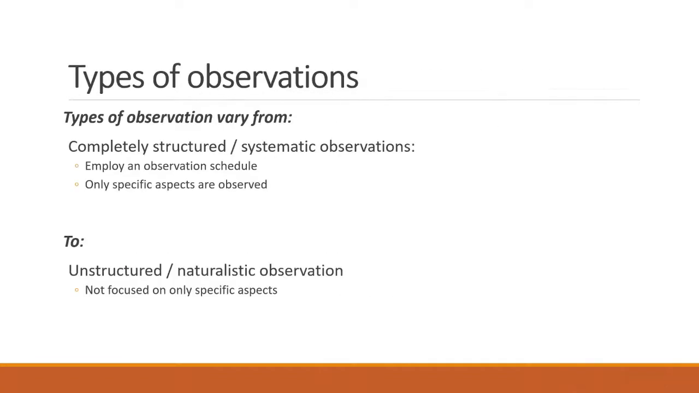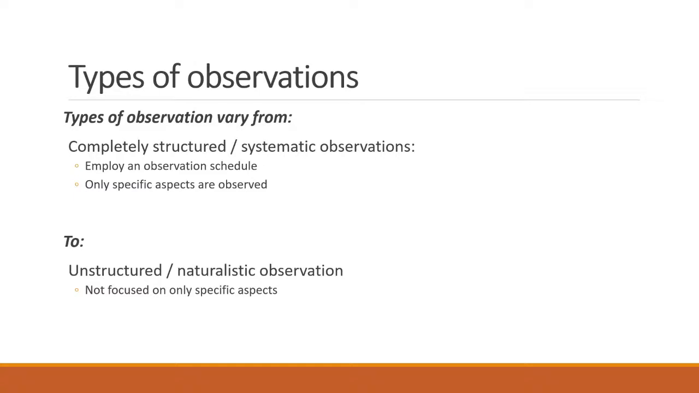So the types of observations, they vary. Completely structured, right? You employ an observation schedule. So in the example that I've just given in psychology, where you observe from one mirror, you can decide that you're going to observe at half an hour intervals, right? So there's an observation schedule. I'm going to observe at 1, and then I'm going to come back and see after 30 minutes if there's been any change, and then I'm going to observe after an hour. So there's an observation schedule.